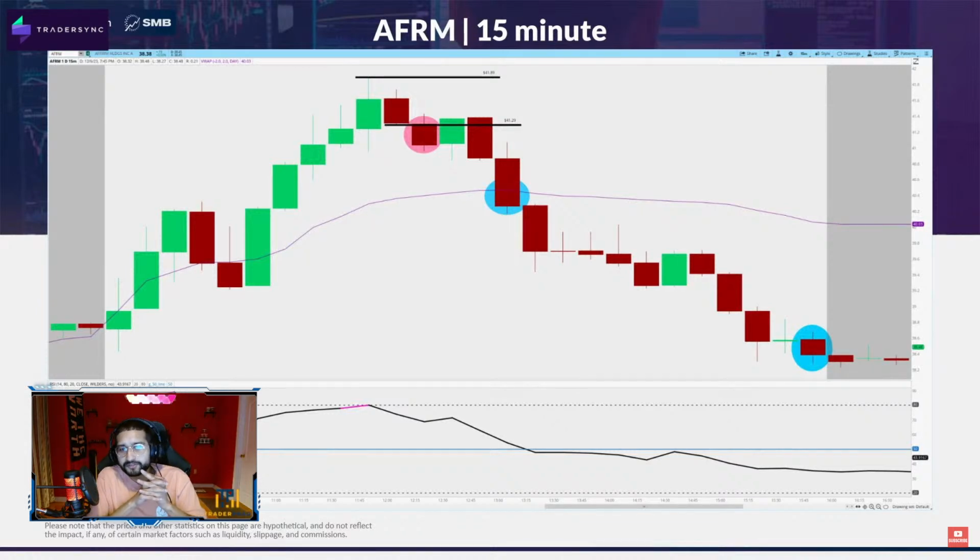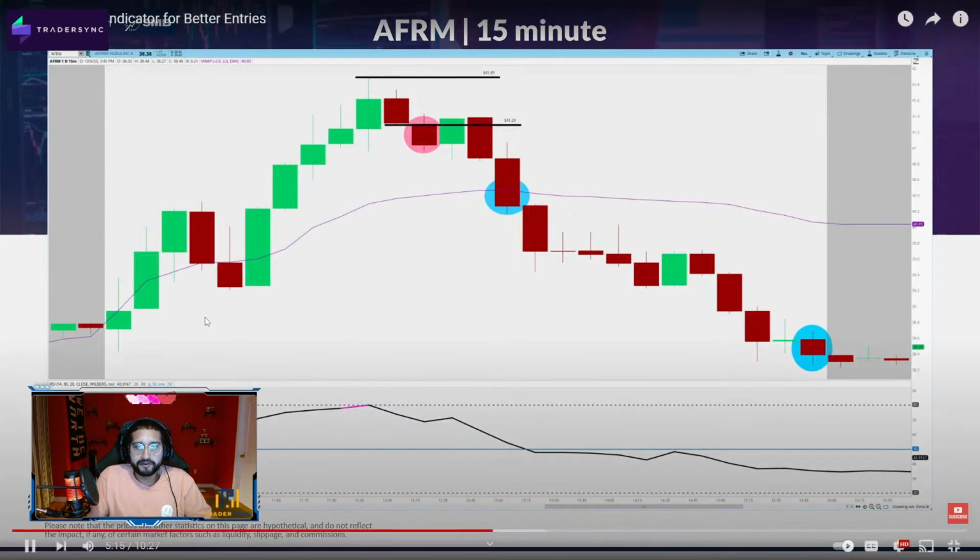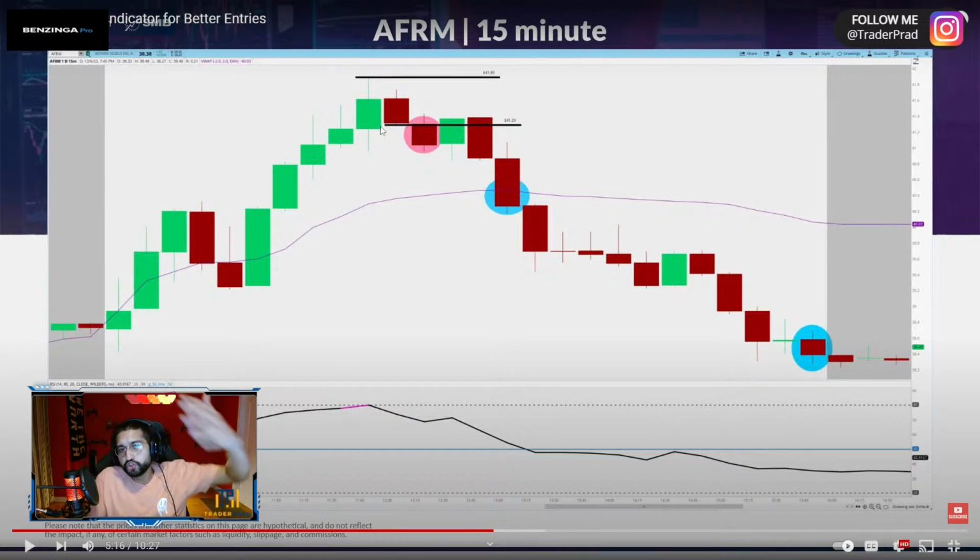You don't want to front run, right? You don't want to front run the short, expecting, oh, it's not going to go much higher. You wait for the short to set up and show you. Now you have a defined risk. You have a defined stop.